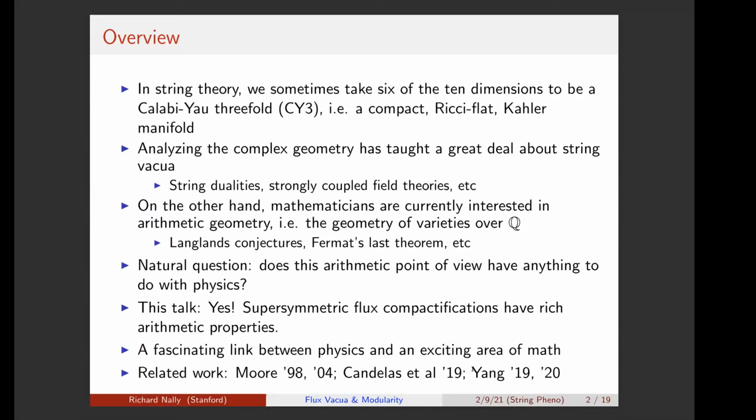Just to kick off, I can link you to some related work. Moore studied the relationship between string compactifications and arithmetic. And then recently, this has been kicked off again by Candelas and some papers by Wenjia Yang.